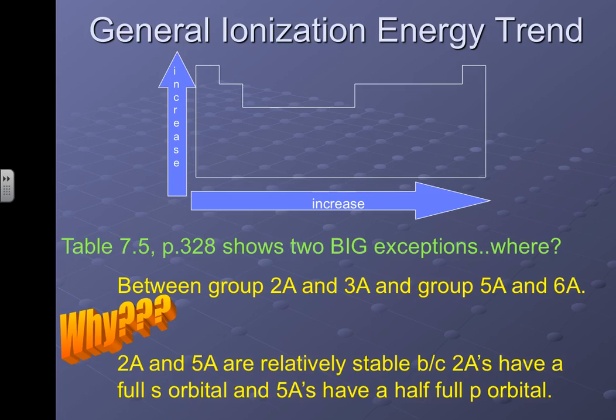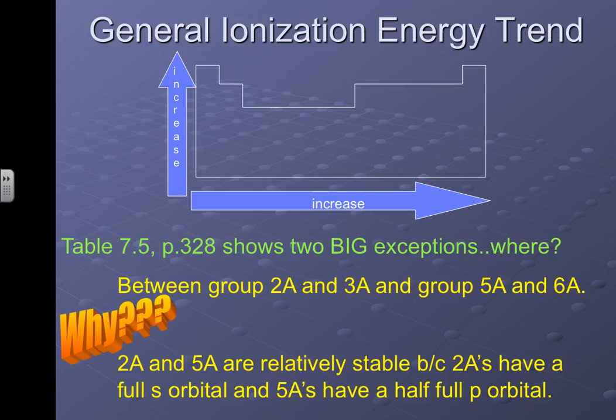The 5As, do you notice that the p is half full? P fills with 6, and 3 would be how many electrons nitrogen, for instance, would have in the p sublevel or orbital. It's half full, and half full is a relatively stable configuration. If you think back to electron configurations, you would have one up, one up, one up on those 3 different lines. So you've got 1 electron in each of these positions, and that's a relatively stable position.